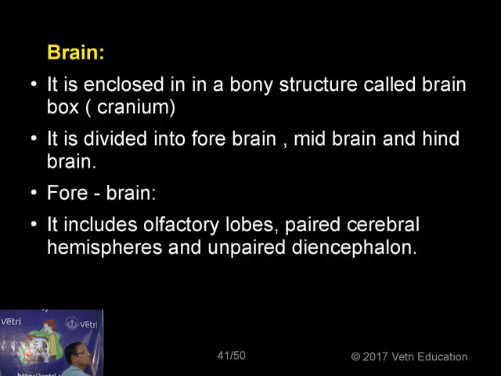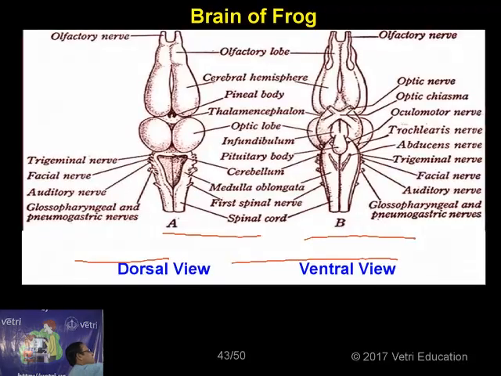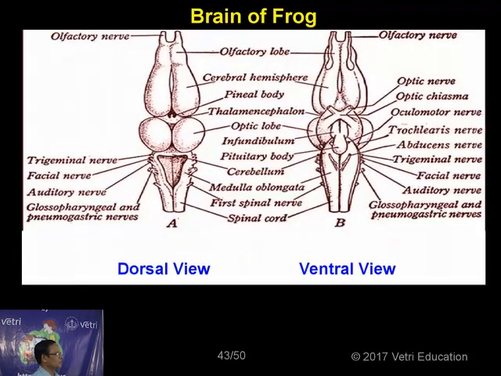Now it is enclosed in a bony structure called the brain box or the cranium. The brain is divided into forebrain, midbrain and hindbrain. The forebrain includes olfactory lobes, paired cerebral hemispheres and paired diencephalon. In the center of the diencephalon we have the same structure, given here in a very simple diagrammatic manner: the olfactory lobes, then the cerebral hemispheres. Then the thalamencephalon, the diencephalon is otherwise called thalamencephalon. This is another name. And then we have the midbrain formed of the optic lobe.